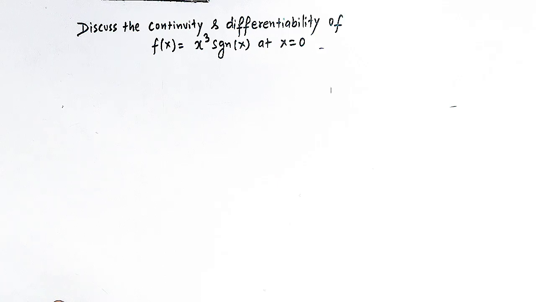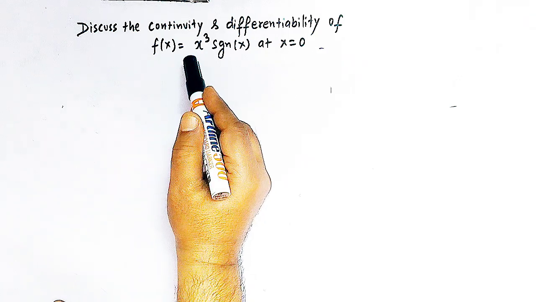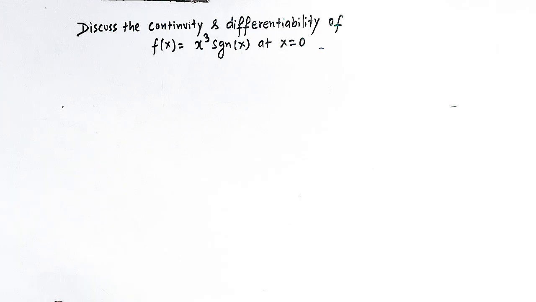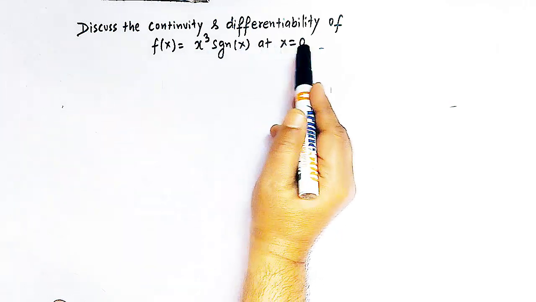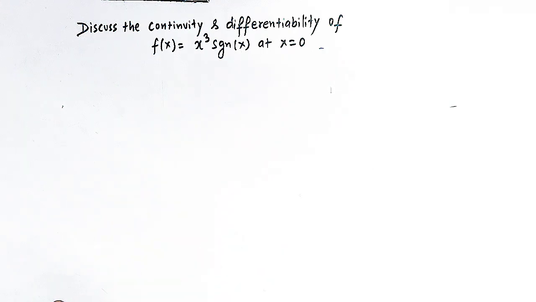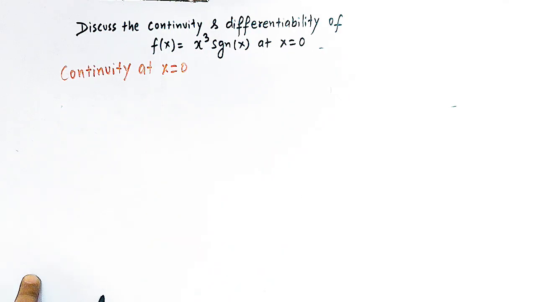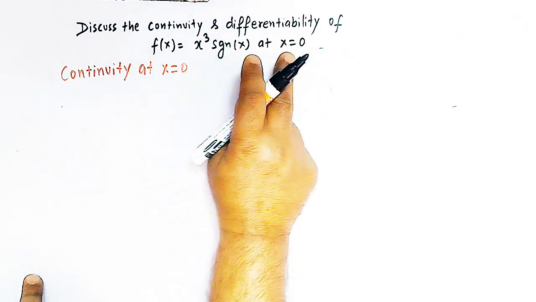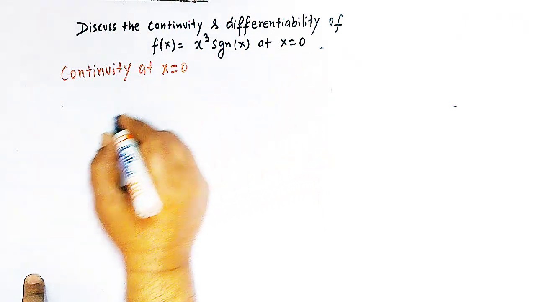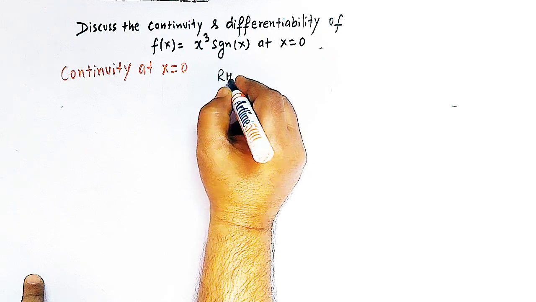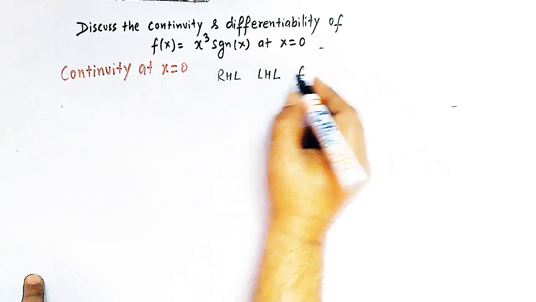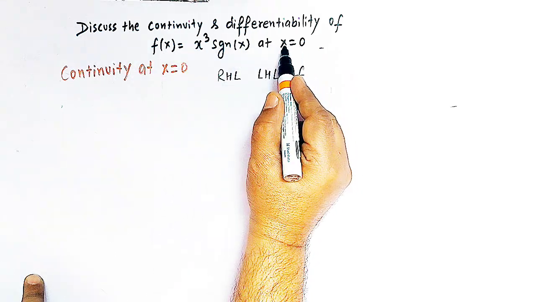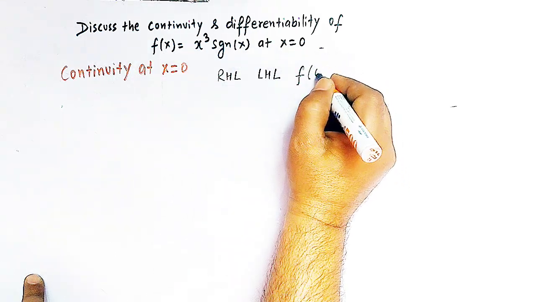Let us first see the continuity of this function at this point, and then we'll see whether this function is derivable at x is equal to 0 or not. So let us start. To discuss the continuity of this function at x is equal to 0, we'll find out the right hand limit and then the left hand limit, and then the value of the function at this point, that is x is equal to 0.